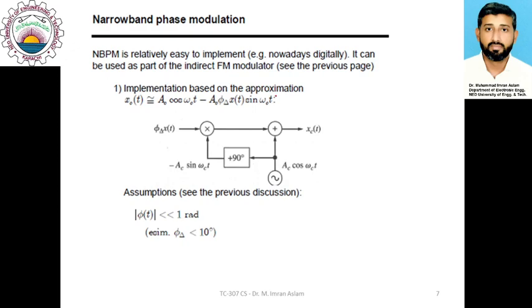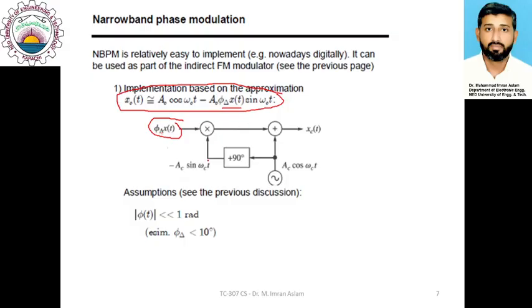If you recall the approximate waveform of a narrowband phase modulator, you can see that this can be implemented by this relationship: x_c(t) is equal to A_c cos(omega_c t) minus A_c phi_delta x(t) sin(omega_c t). This is the mathematical relationship that we have previously discussed regarding the phase modulated waveform. The same relationship is implemented in systems like this. You can see that first we need to multiply phi delta with x(t). So this x(t) is weighted by the maximum phase deviation that we need.